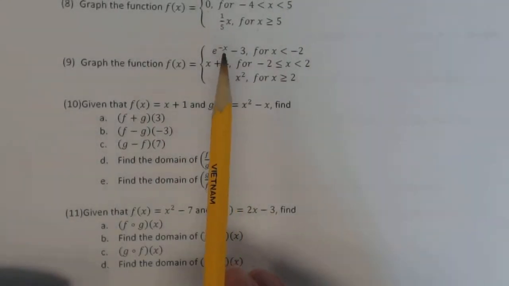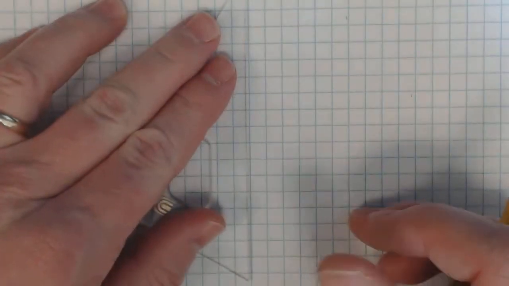Okay, so number 9, we got to graph this guy. So let's get our grid paper going here, and we'll draw ourselves in the XY coordinate plane.